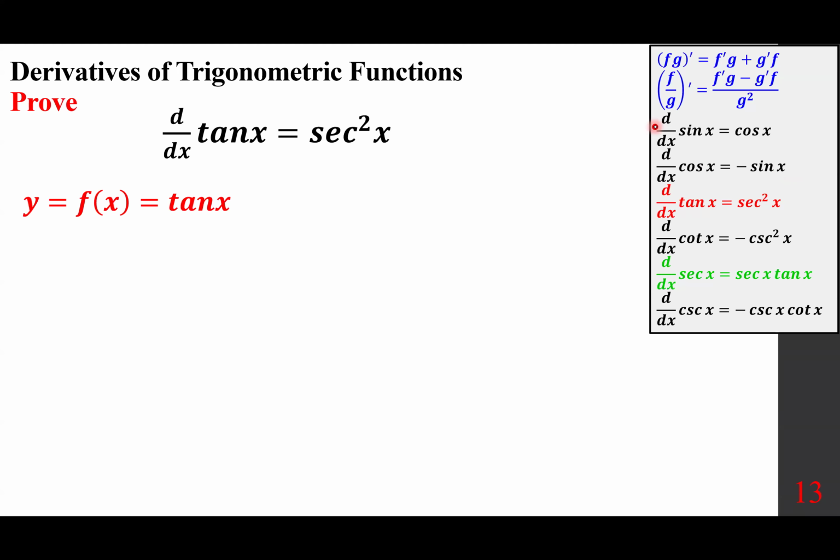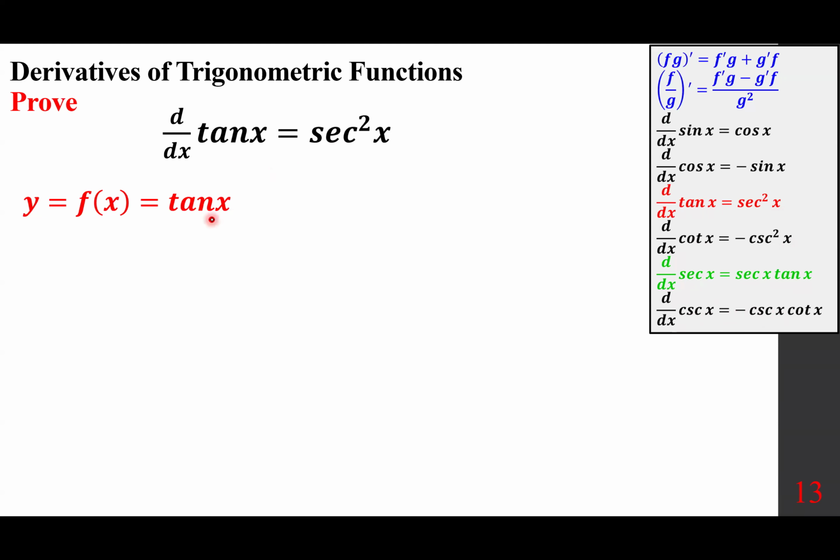But what about tan x, for example? The derivative of tan x is secant squared. The derivative of cotangent x is minus cosecant squared. The derivative of secant x is secant x times tan x. The derivative of cosecant x is minus cosecant x cotangent x. Well, we are interested in finding the derivative of tan x. We want to prove it's secant squared.